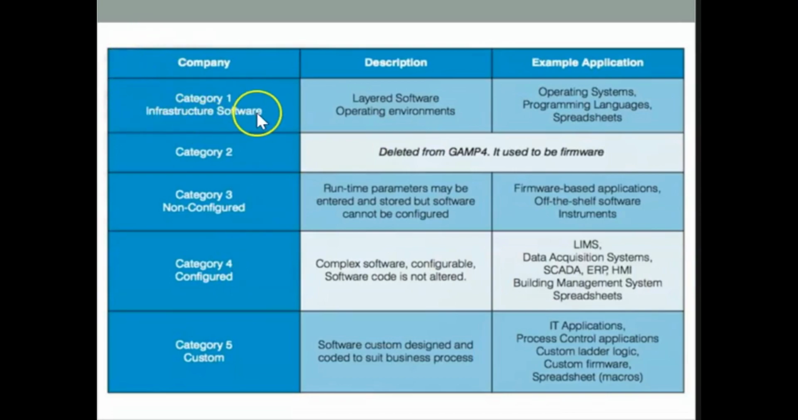Category 1 is infrastructure software. This is layered software in operating environments. Examples of it are operating systems, programming languages, and spreadsheets. Category 2 has been deleted from GAMP 4 and it used to be firmware.